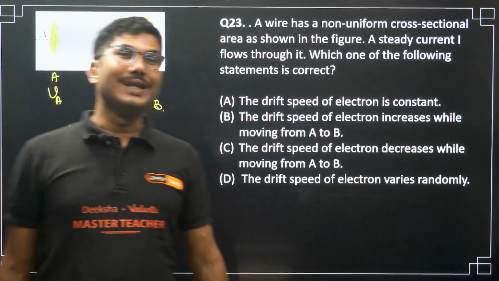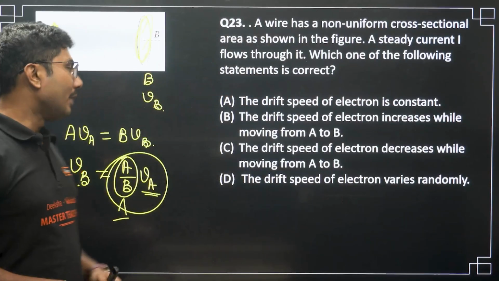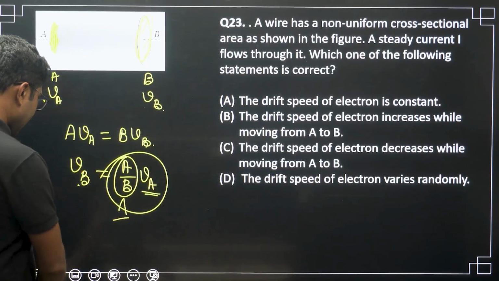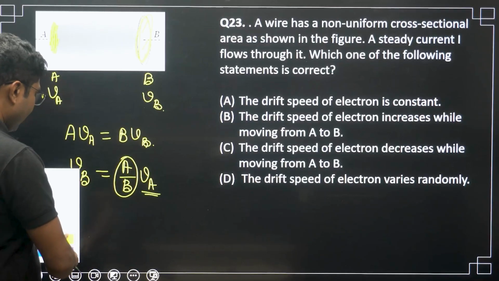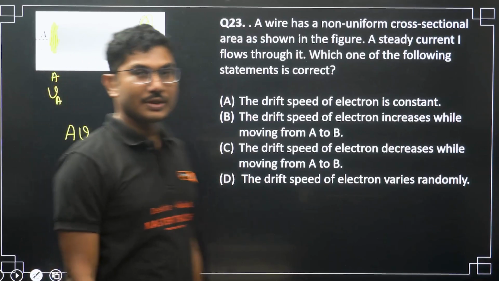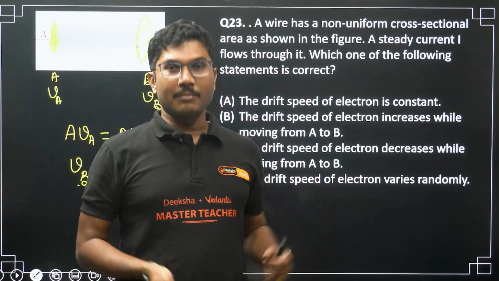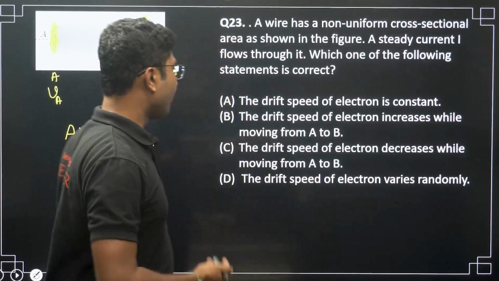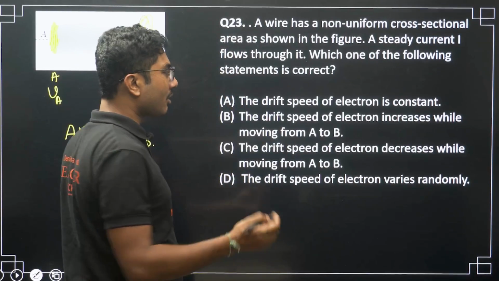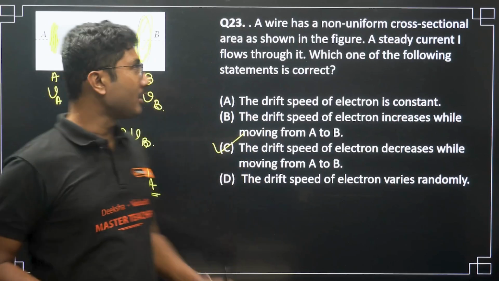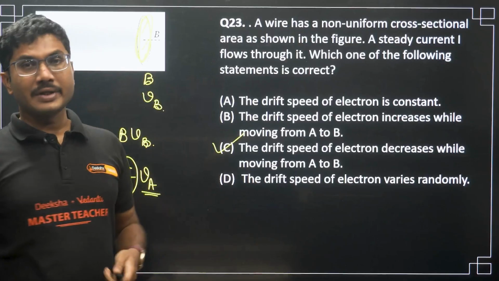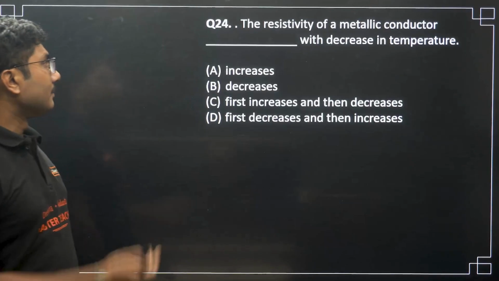So VA will decrease, right? You have to understand this small mathematics: because the fraction is less than 1, if you multiply a less than 1 fraction with a number, the total number decreases, right? So from there we can say that the drift speed of electron decreases when it moves from A to B.